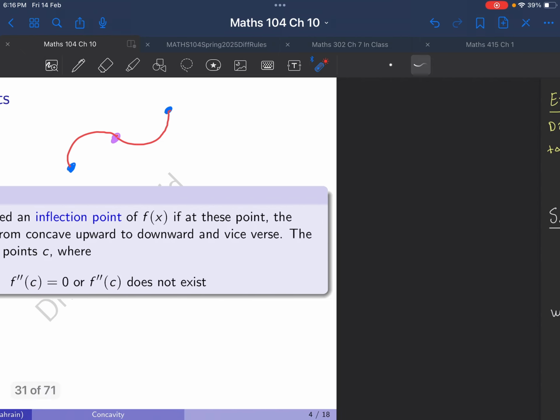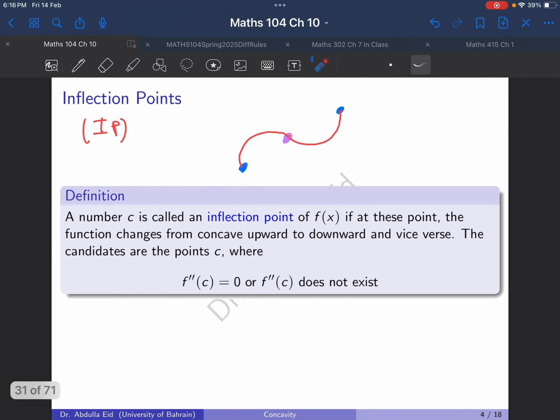We will now see a couple of examples where we find the concave upward, concave downward, and the inflection points.